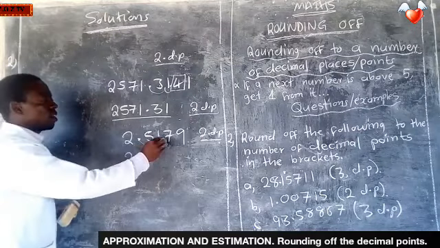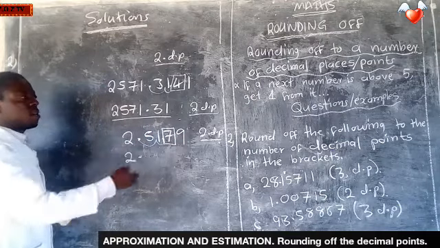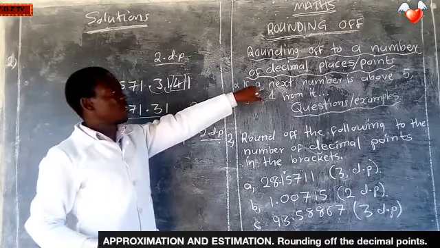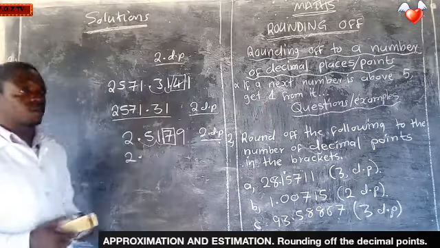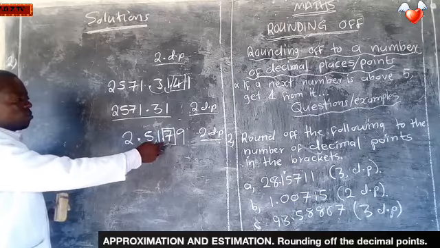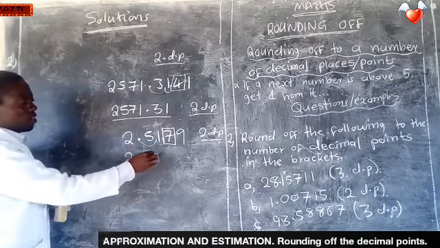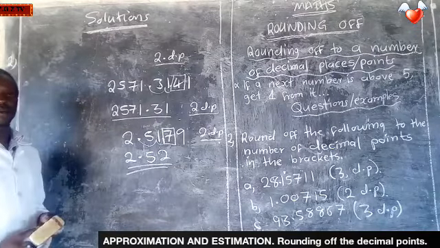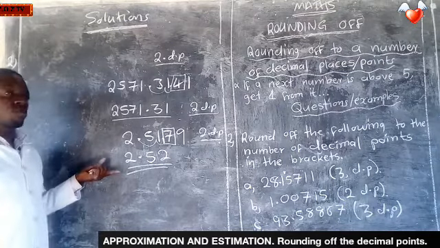Now from there, check the number. Is the number above 5? If it's above 5, what do we do? We get 1 from it. The number is 7. 7 is above 5, so just get 1 from it and add it to the next number. What I will have is 5 in 2. And I end there. Can this be difficult?